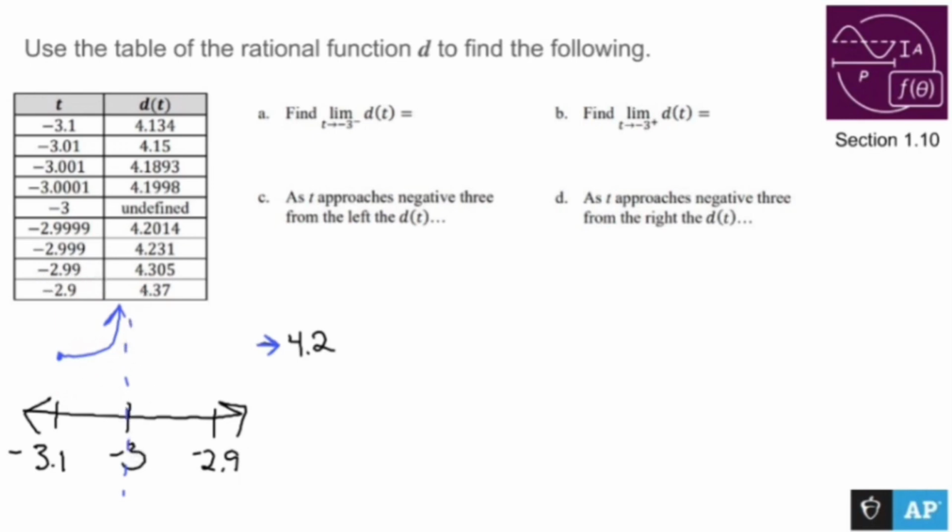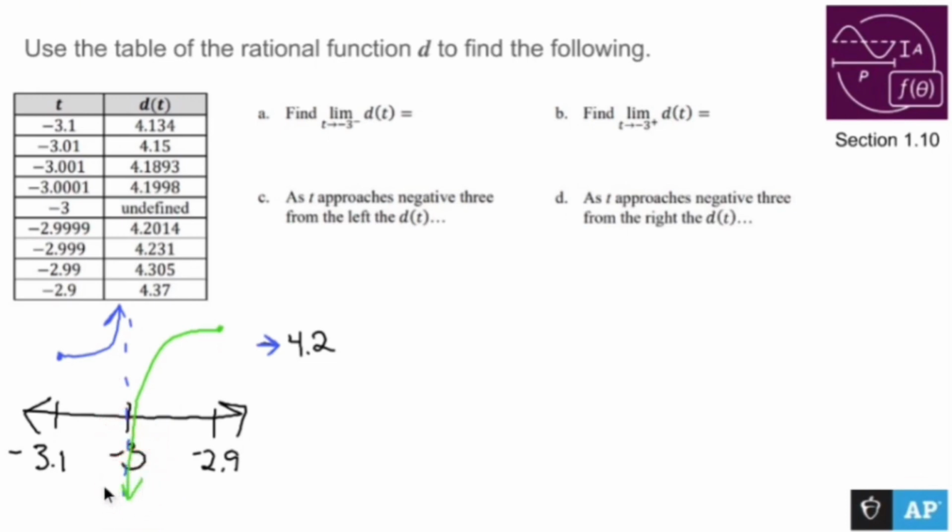Similarly, over here on the other side, at -2.9, I'm at 4.37, which is somewhere above 4.2, and then I get smaller, smaller, smaller. But what's most important is I hit undefined again. So moving from the right to the left, my values get smaller. At -2.9, I'm at like 4.3, and as I get closer, I'm at like 4.30 and then 4.2-ish. So what's going to happen is this is going to happen.